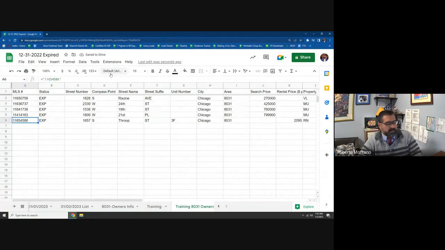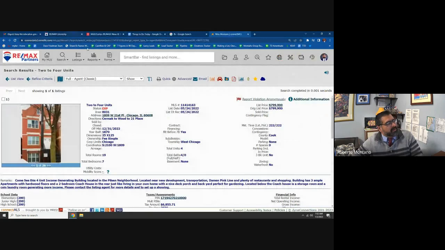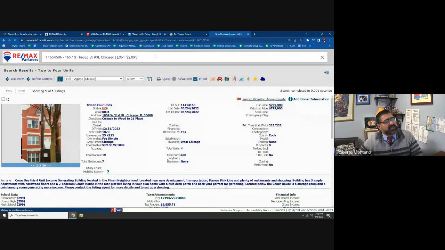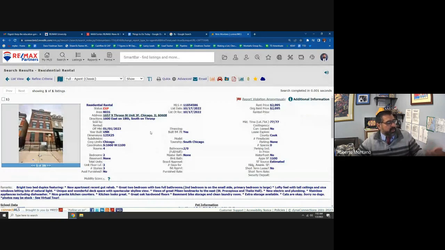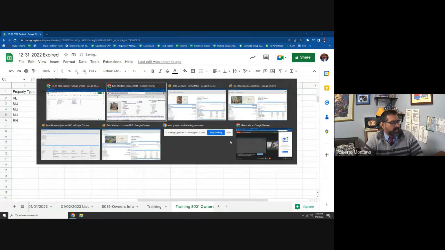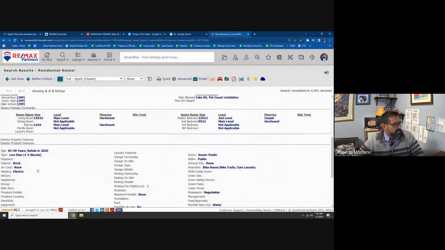Last but not least, oh yeah, 17th and Troop is awesome. This is a rental. That's a great building. And we're going to do all the rentals as well, because sometimes when an owner can't rent out a property, especially with the commercial spaces, they consider selling it this year. 77 days. I'm not going to know this person.